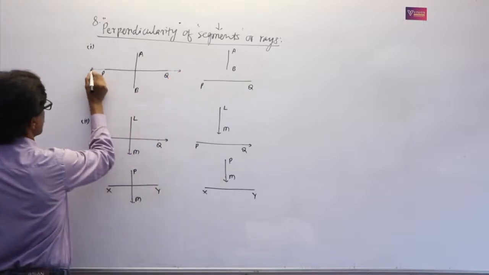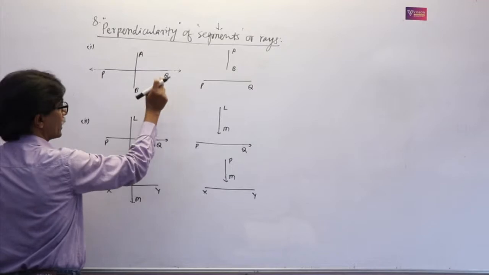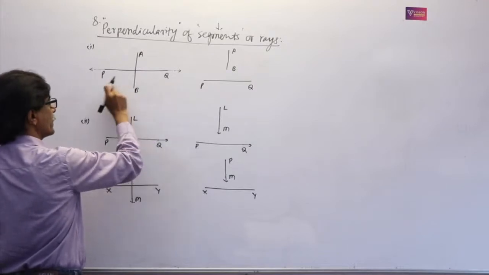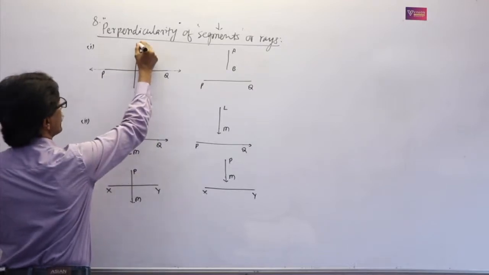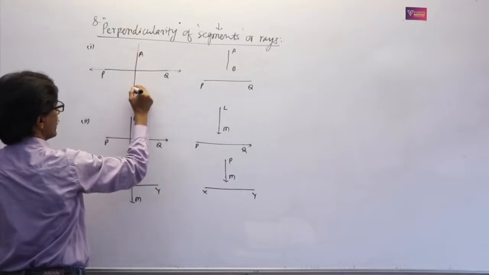Listen to this sentence: there is a line containing segment PQ. There is also a line containing segment AB.